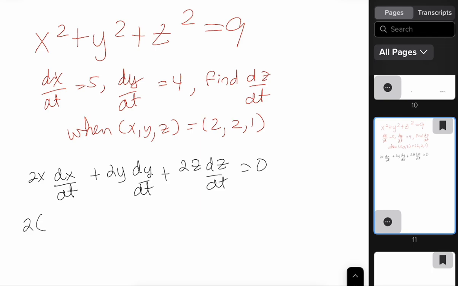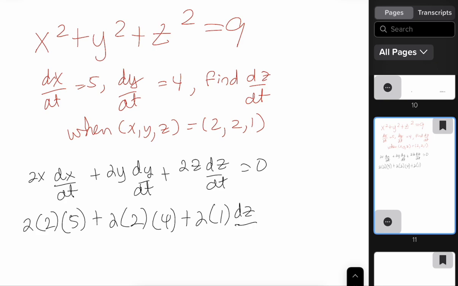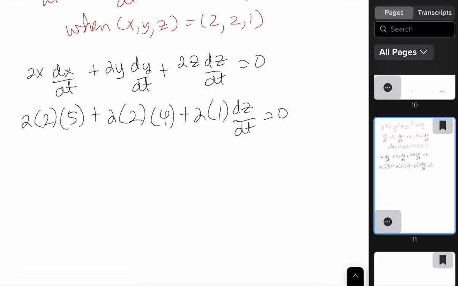Okay, so we're just going to take out the numbers and plug them in. So x is 2, dx/dt is 5, y is 2, dy/dt is 4, z is 1, dz/dt is the thing, and the only thing that I don't know. So it's just a very nice math equation at this point. 2 times 2 times 5 is 20. 2 times 2 times 4 is 16.